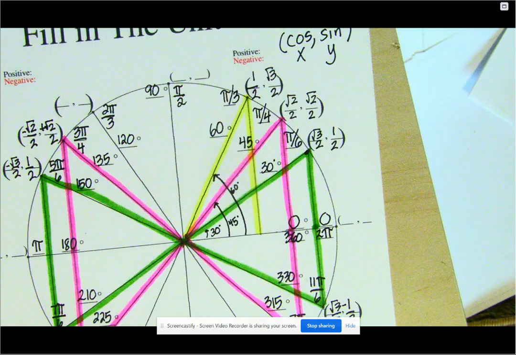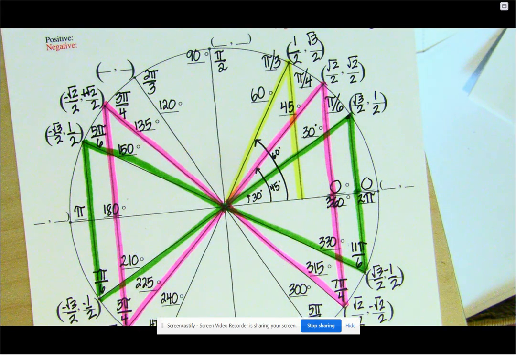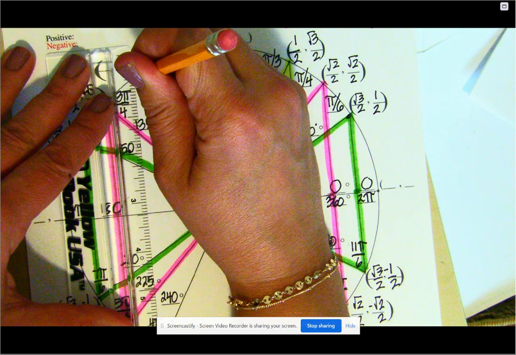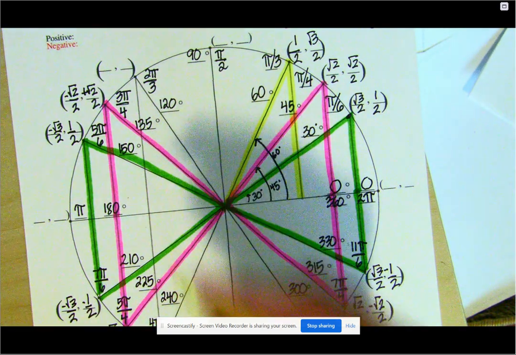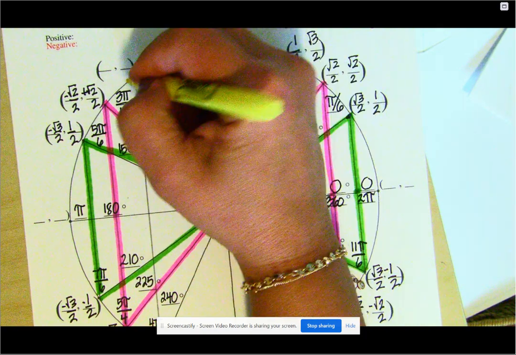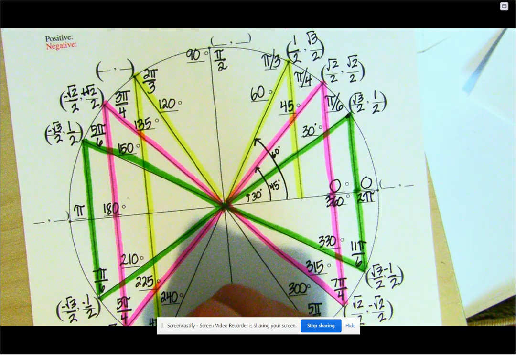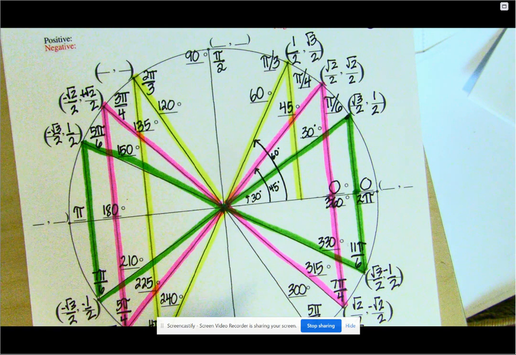Last triangle is the 60 degree. So let's go put that in. And we could do the other one right now too. Why not?